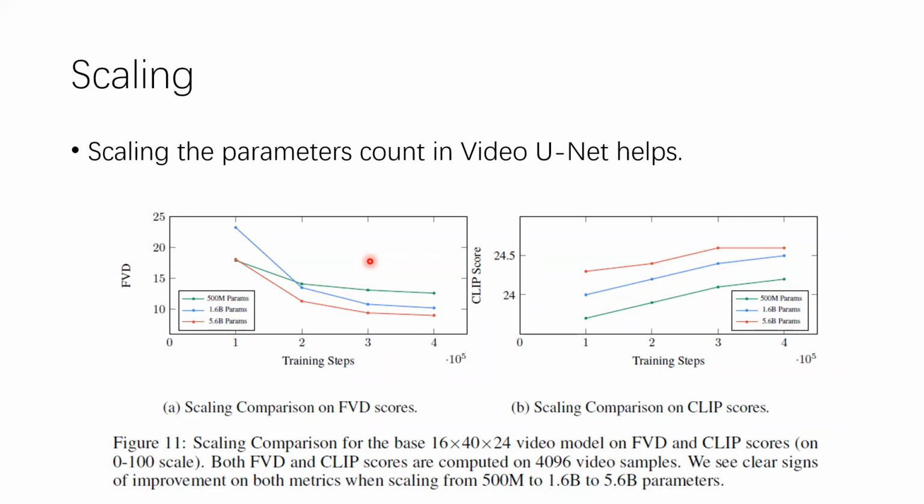So in the previous Imagen paper, they found that scaling the parameters in the text encoder is more helpful than scaling the parameters in the UNet. But in this paper, they actually find that scaling the parameter counts in the video UNet actually helps. And they think it's because generating video is a more difficult task. A UNet is the architecture of each diffusion model.